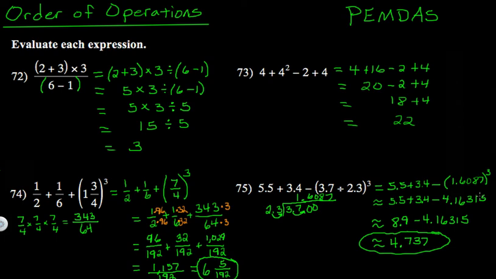You see, you're doing the same thing. It doesn't matter if we have decimals or fractions or integers. We're doing the same steps. All right, so this is order of operations. That's how you do it.